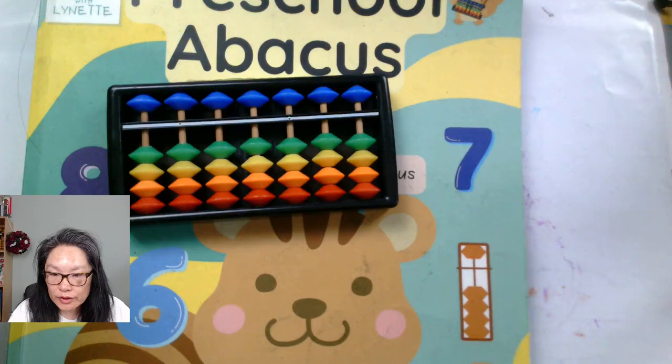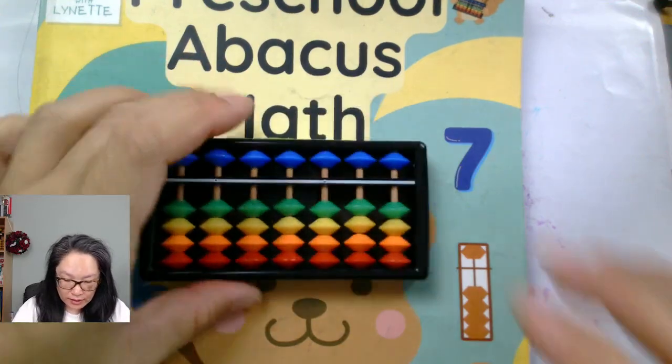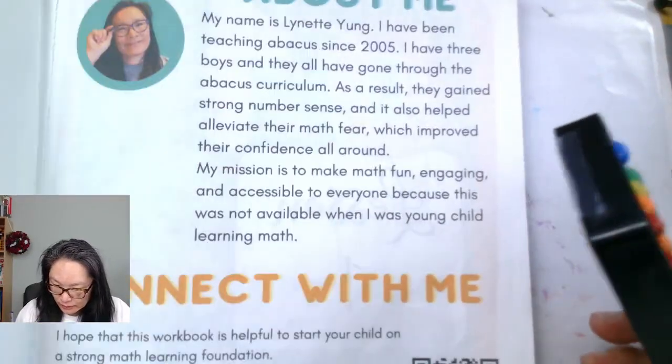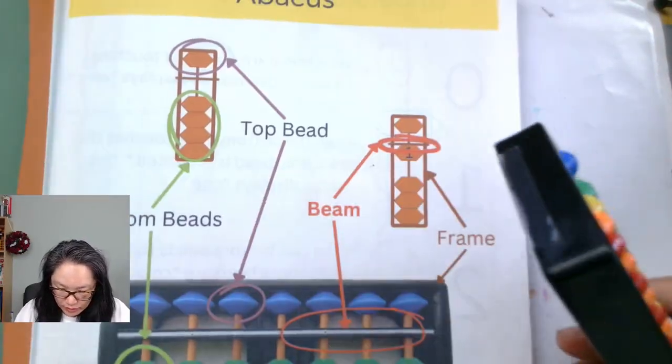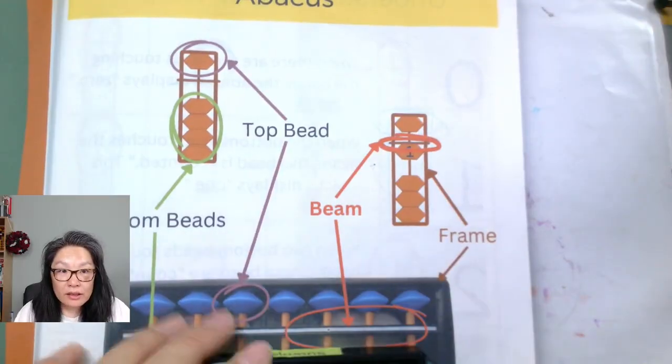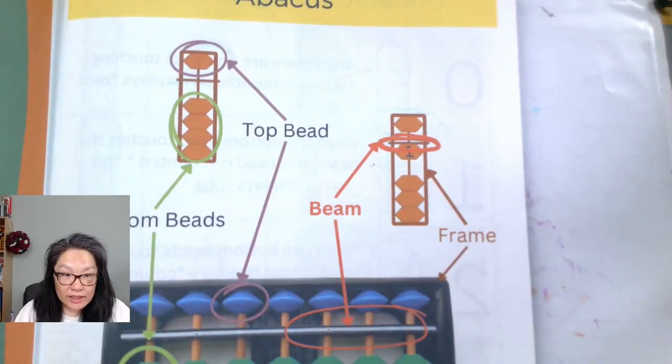So what we're going to do is pin this. So I pinned it. Okay. So here's my abacus, and what we're going to do is we are going to read the abacus.